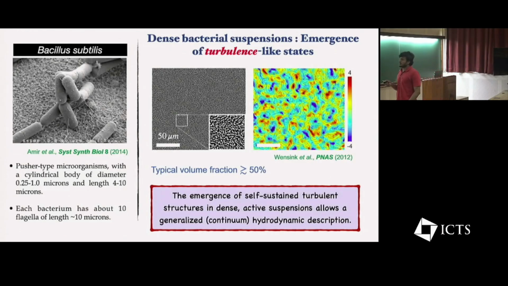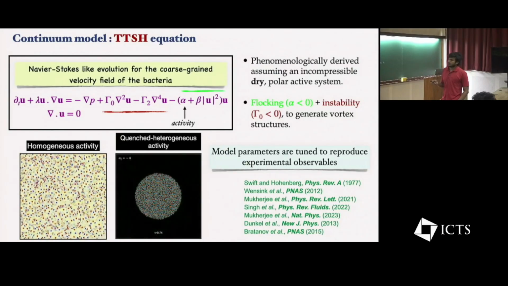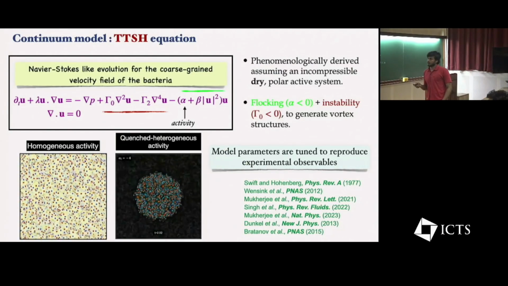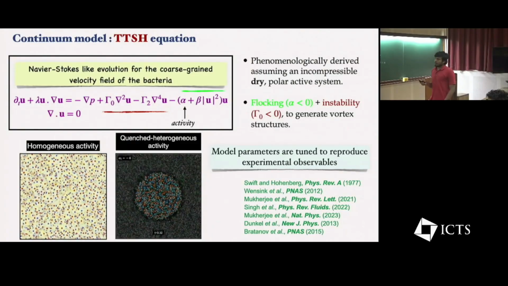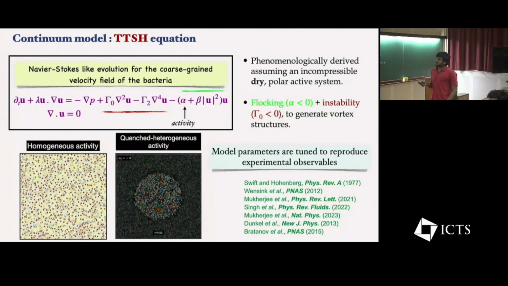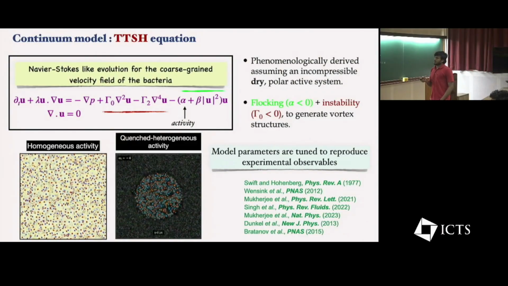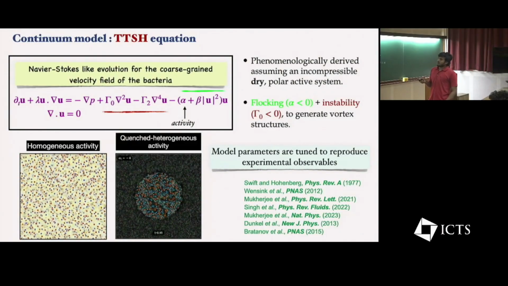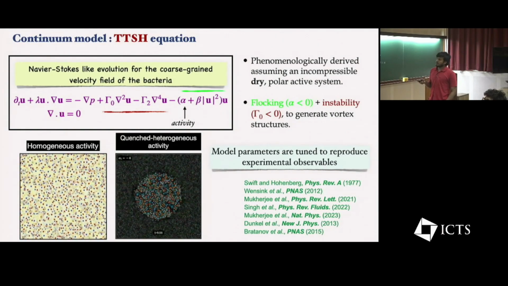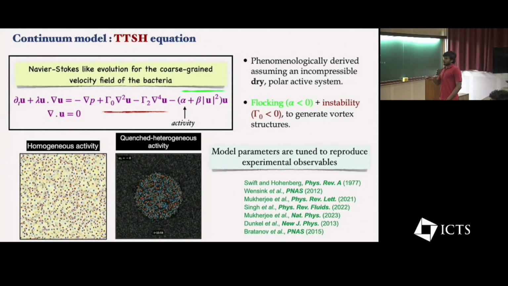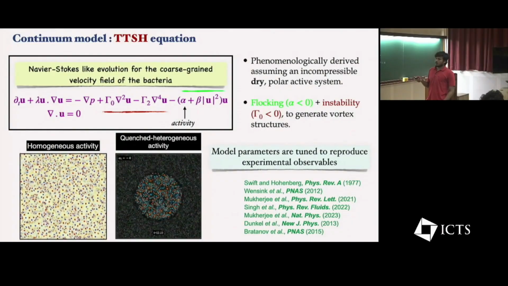These turbulent structures allow a generalized continuum hydrodynamic description. They also wrote a Navier-Stokes-like evolution equation for the coarse-grained velocity field of the bacteria. There are two main ingredients here. One is the Toner-Tu term, the green overbar. For alpha less than 0 and beta greater than 0, it will show a flocking-like global ordering.